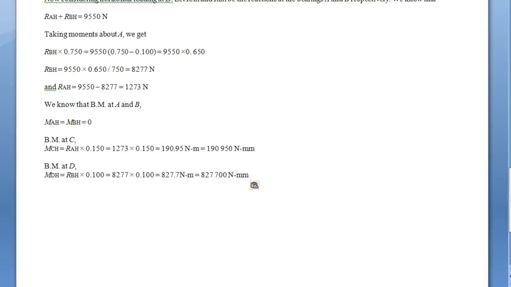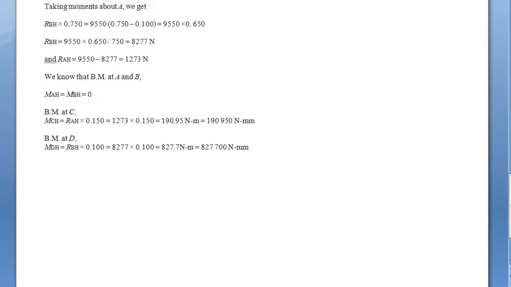Now again calculating the bending moments at C and D. First of all, we know that the bending moment at A and B is equal to 0. Now calculating the bending moment at C, MCH equals RAH into 0.150. So the bending moment at C due to the horizontal reaction is 190.95 Newton meter. Now similarly calculating the bending moment at D, we obtain 827.7 Newton meter.